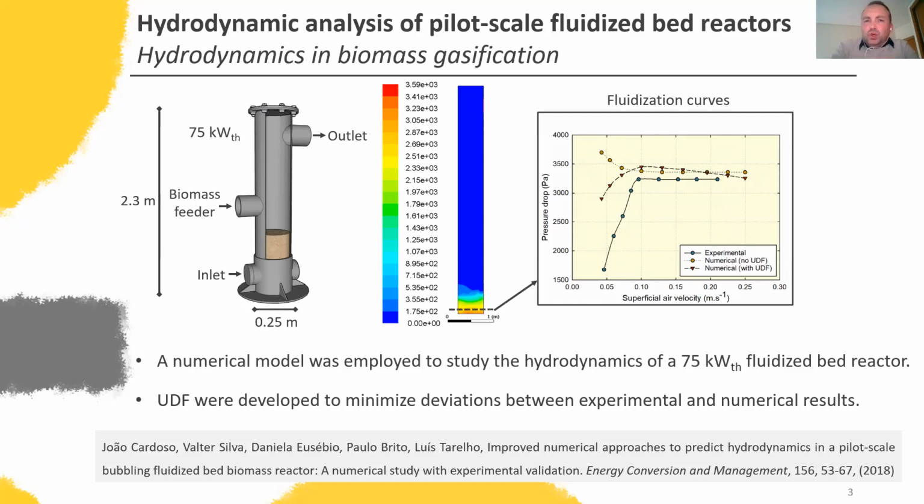So one of our works was to understand what is happening in terms of hydrodynamics regarding biomass gasification. Using computational fluid dynamics, we can understand how the particles interact in terms of mass, momentum, and heat transfer inside the reactor. This reactor is a pilot reactor, but already with 75 kilowatts. So it is more or less big, at two meters.